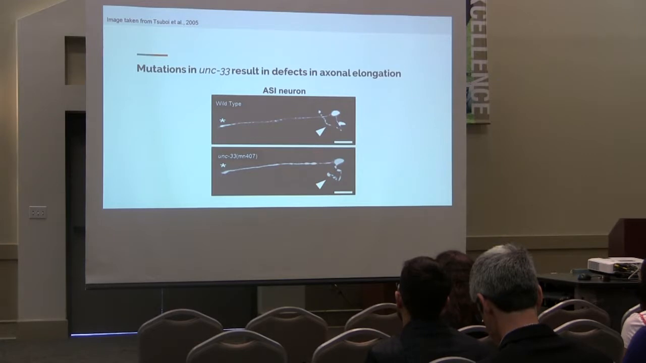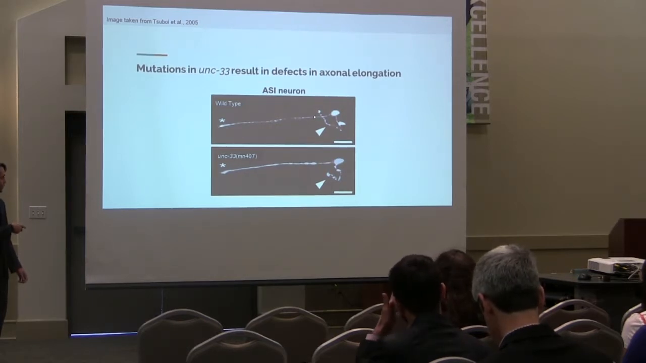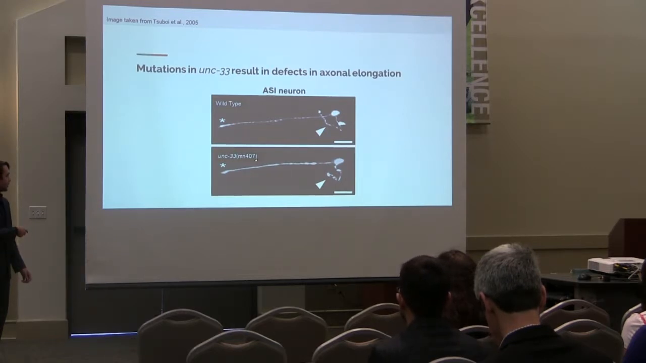And then on the flip side of that, mutations in UNC33 that either produce a dysfunctional protein or no protein at all show defects in axonal elongation. So this is the ASI neuron in C. elegans, the sensory neuron. Here you have a wild type animal. This is the dendrite that is picking up signals. This is the axon that is relaying that information. And in UNC33 e205, which is a deletion mutant, so there's no protein, you see this axon is prematurely terminated. So there's defects in that development.